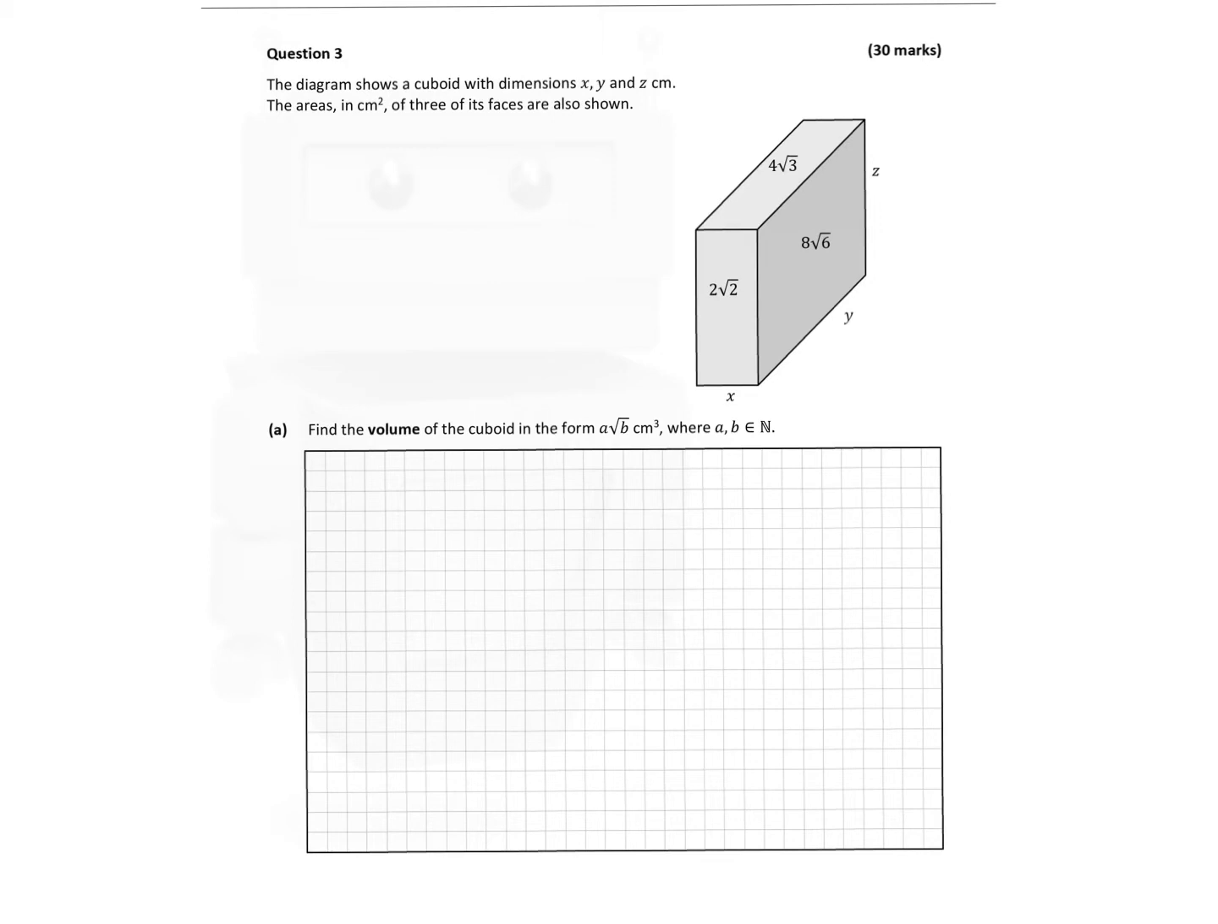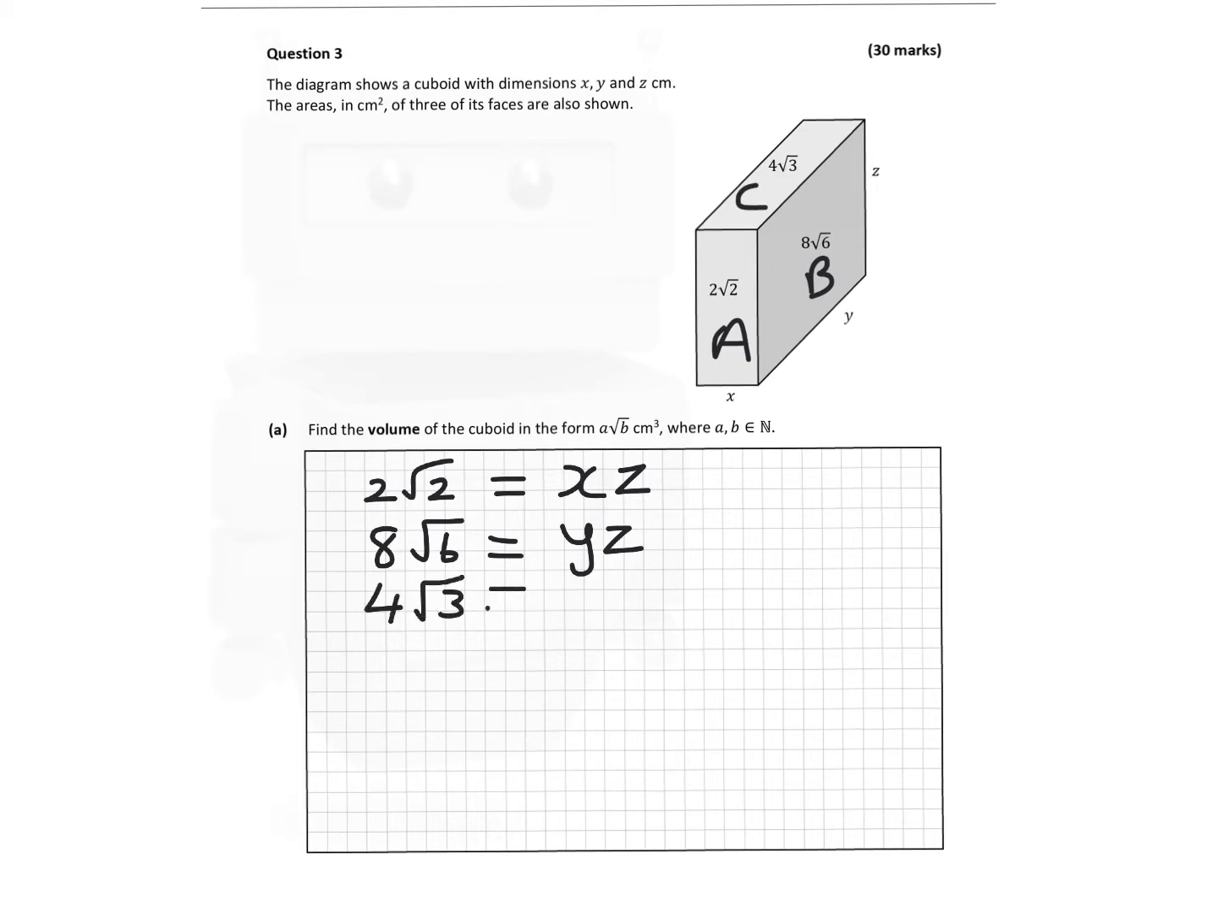So if we look at 2 root 2 there, well, that would be the area of this side, which we can call A, and that's going to be x multiplied by z. If we look at this side B, that's 8 root 6, and that's going to be y by z. And then finally, if we look at our side C, that's 4 root 3, that's going to be x by y.